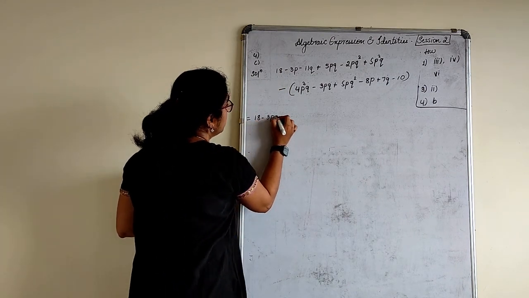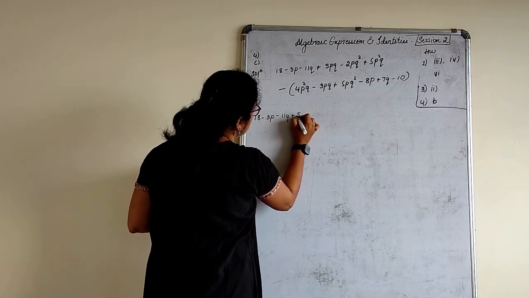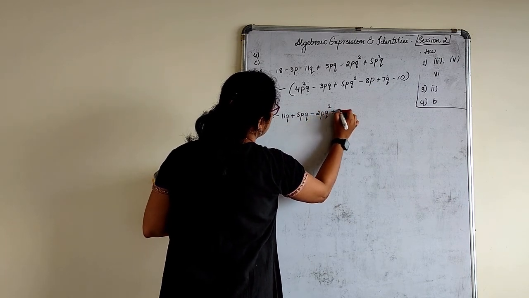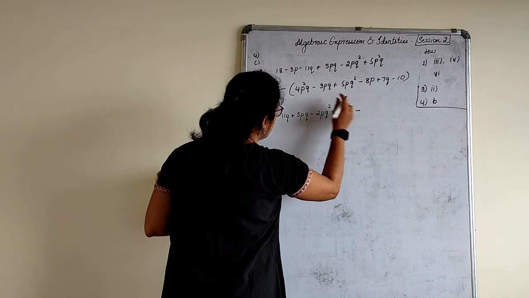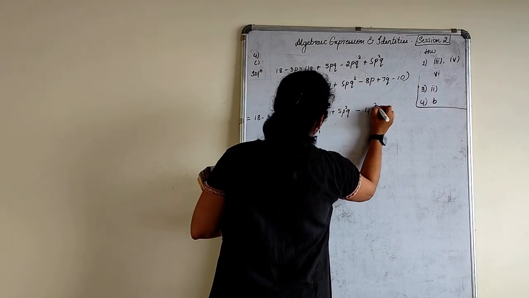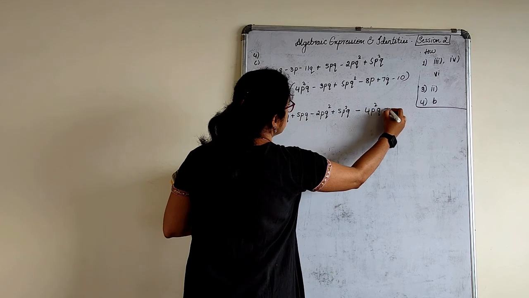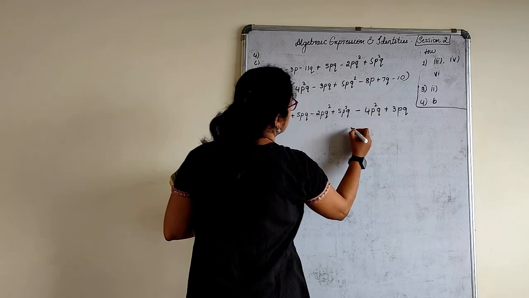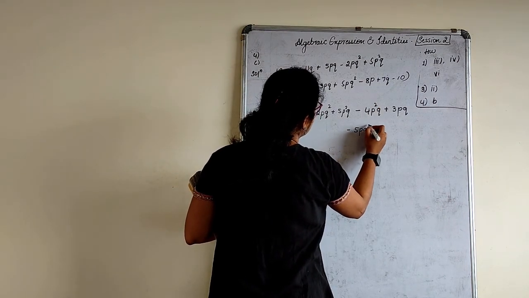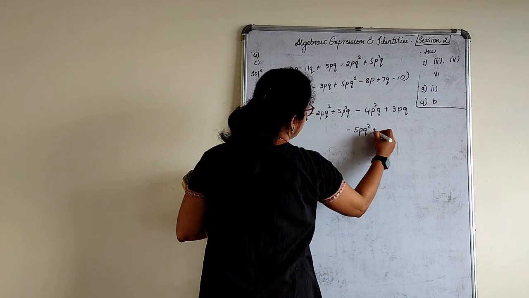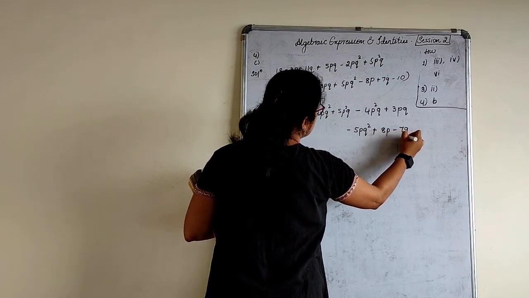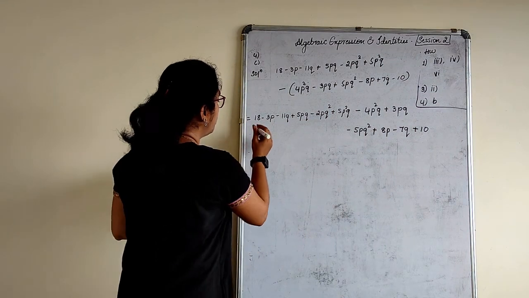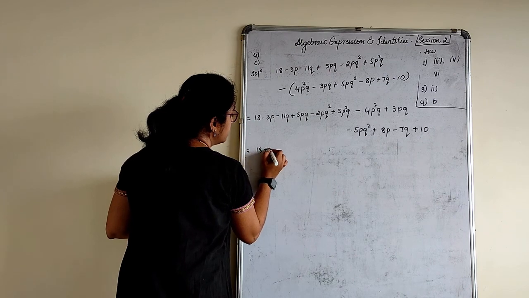18 minus 3p minus 11q plus 5pq minus 2pq² plus 5p²q minus 4p²q, minus plus 3pq, minus 5pq², minus into minus plus 8p minus 7q plus 10. So the numbers all we have in one form: 18 plus 10.